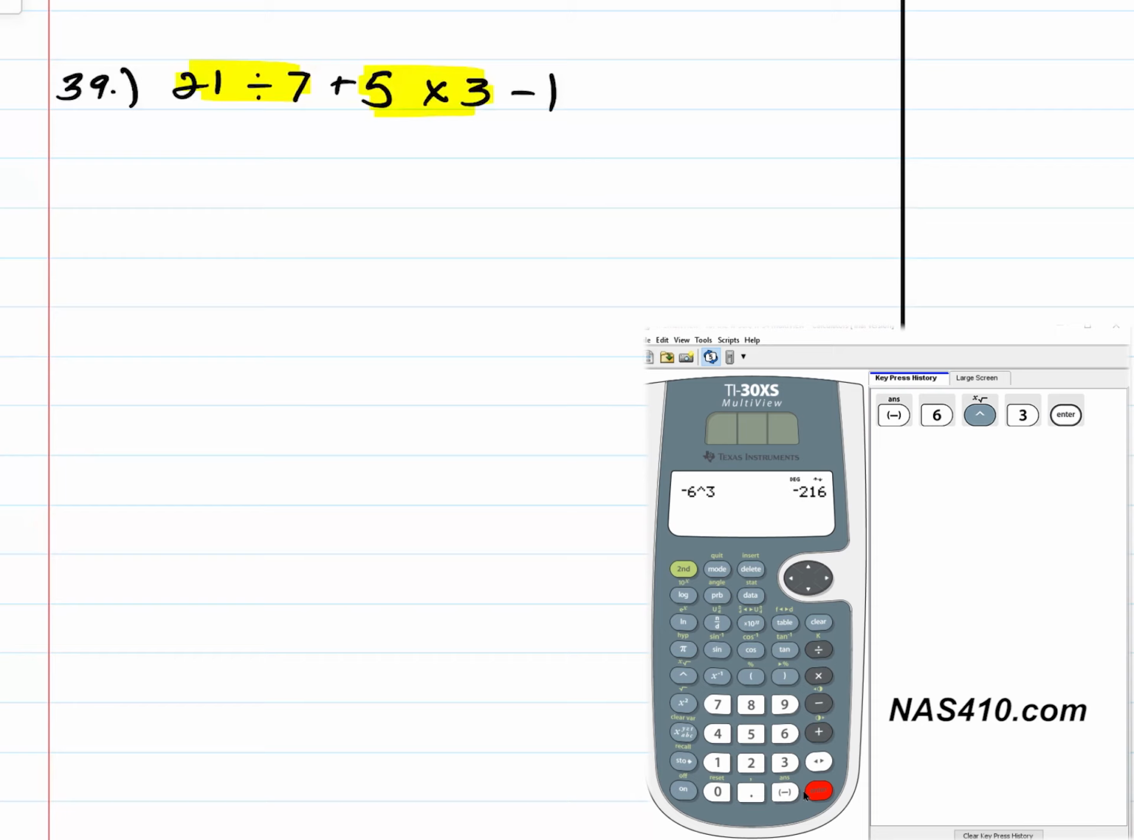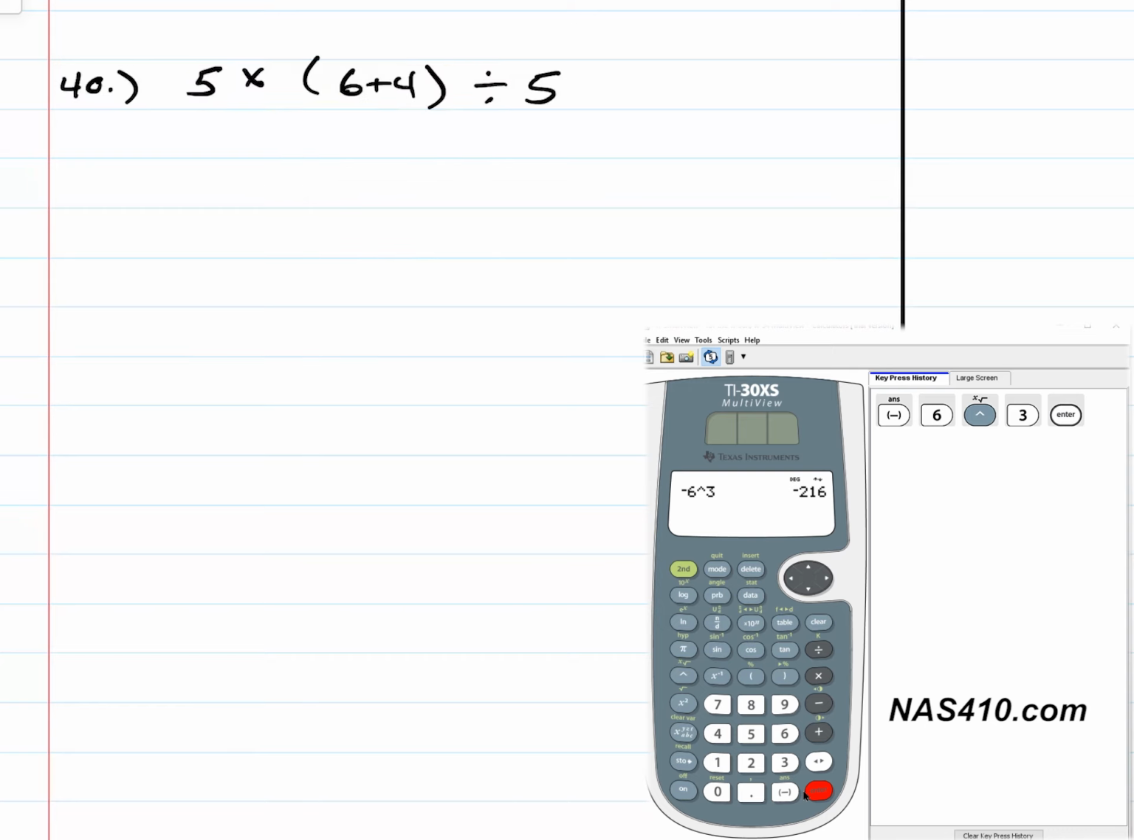And so 21 divided by 7 is 3, plus 15 times 3 is 15, minus 1. Okay, and so now I'm left with addition and subtraction, and I'm going to do that from left to right. And so 3 and 15 are 18 minus 1, and what I'm left with is 17.